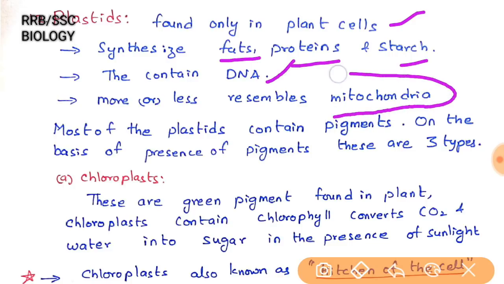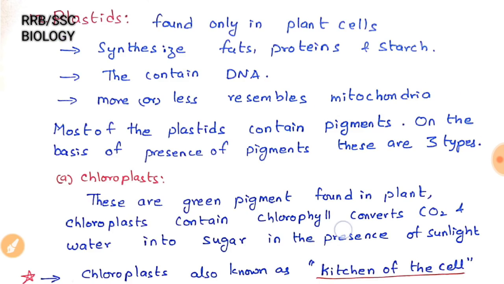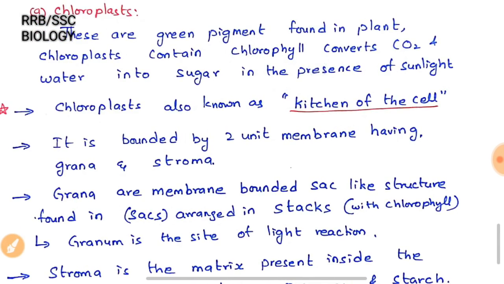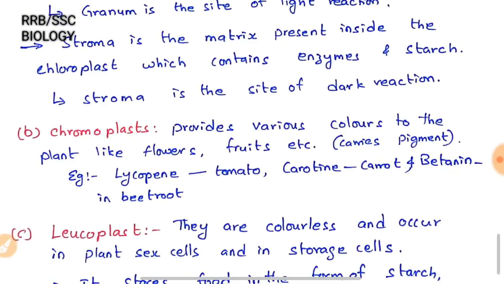It is more or less kind of like mitochondria. Mitochondria is present both in plants and animals. Okay friends, and plastids are only found in plants. Most of the plastids contain pigments. On the basis of presence of pigments, these are three types. So what are the characteristics of plastid? Plastid contains pigments. Pigments in the sense they constitute a color. Okay friends, we can see chloroplasts, chromoplasts and leucoplasts.